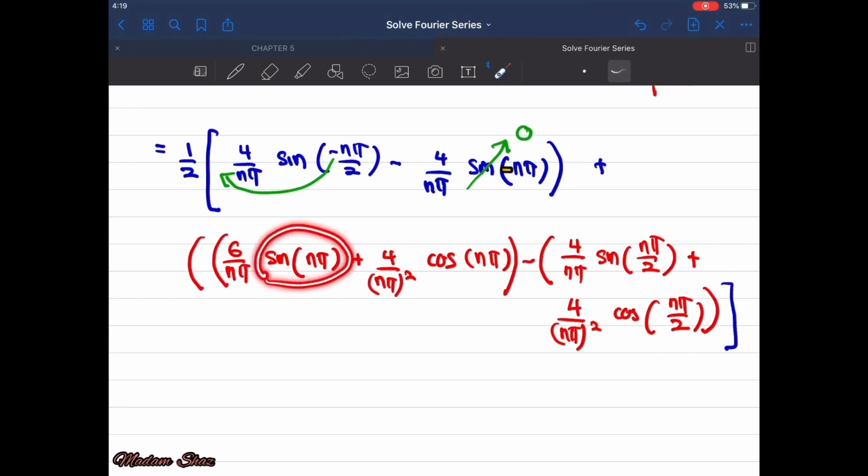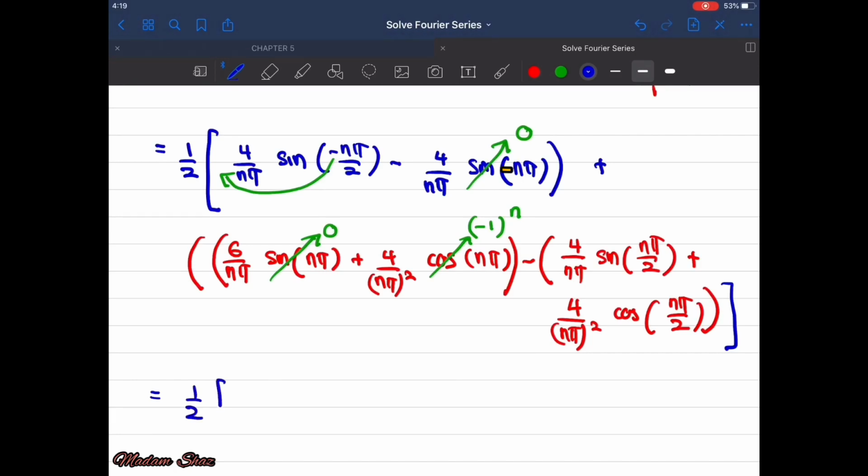For the sin n pi here, this one will become 0. For the cos n pi, this one will become negative 1 the power of n. For sin n pi over 2, there is nothing that we have to change. The same thing for the cos n pi over 2. So now rewrite back the answer.